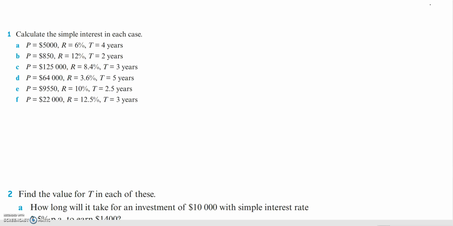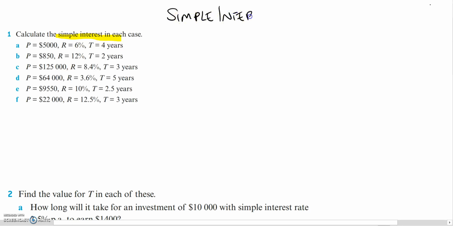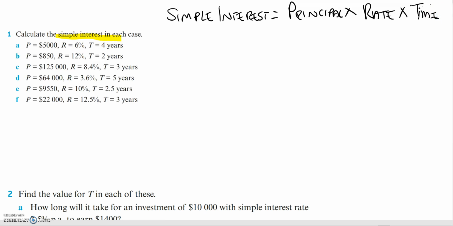Okay, so calculating simple interest, pretty straightforward really. It's a really simple formula to use, and it is this: simple interest equals the principal amount multiplied by the rate, which you usually want to put in as a decimal, multiplied by time.